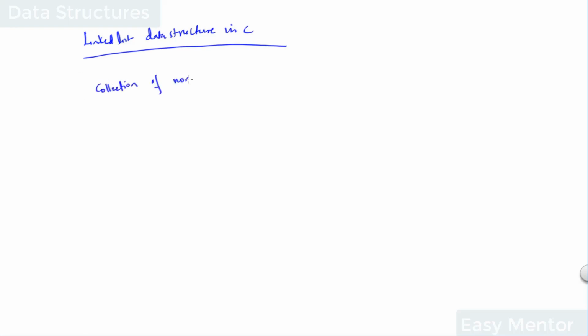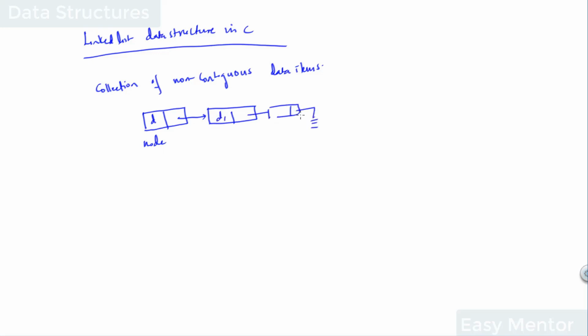Moving on, we also learned about the linked list data structure in C. To give a quick recap, linked list is also a collection of non-contiguous data items. Each element in the linked list takes the form of a tuple where the first part will hold the data of the element, and the second part contains the link to the next node. So this specialized structure is called a node, and this can go arbitrarily long till the last node, which doesn't point to any other node.